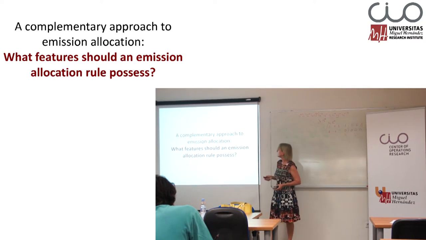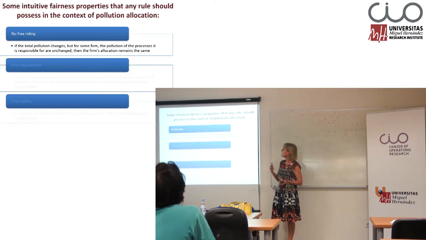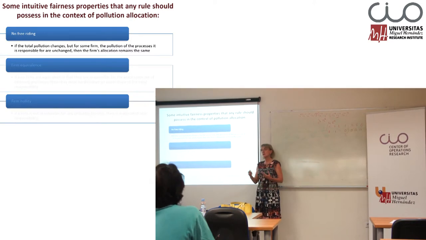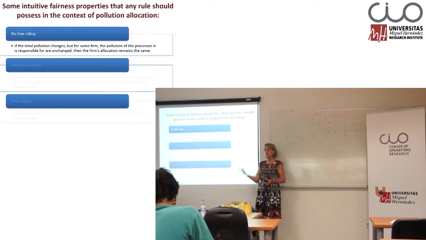So we tried to find some properties that we thought are suitable. One was no free riding. What it means is, if, let's say, one firm invests in reducing emissions, it should be the only one who benefits from the actual emission reduction.